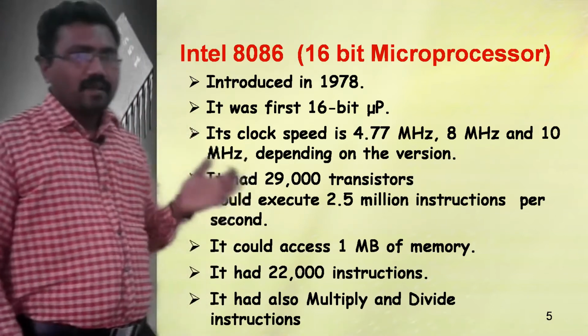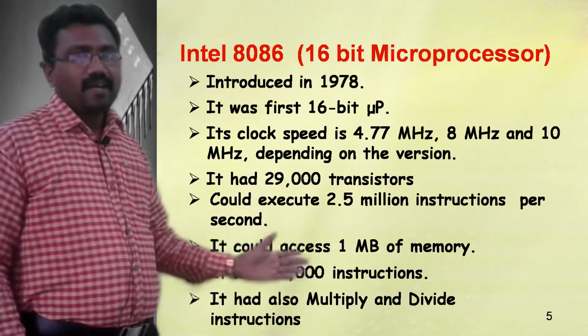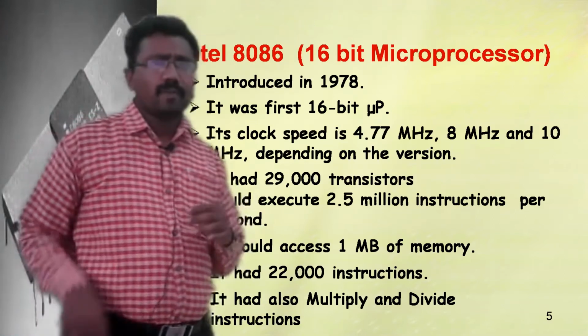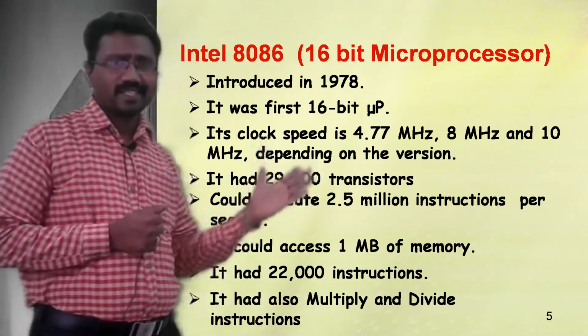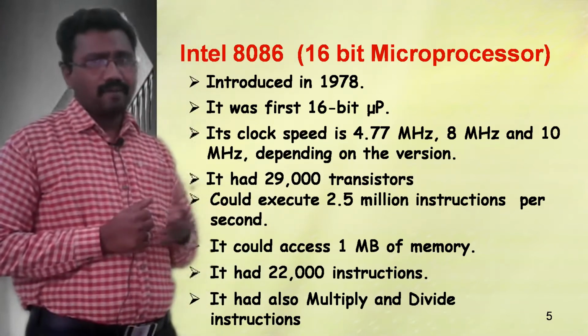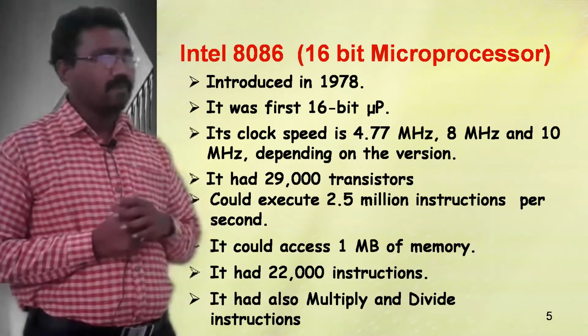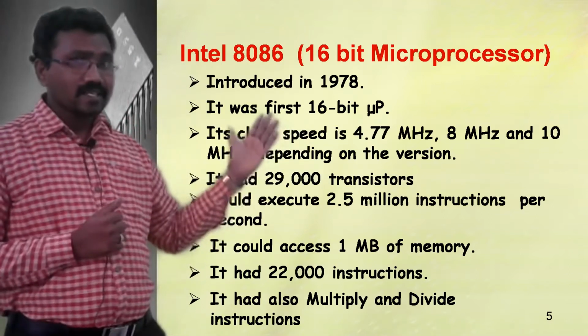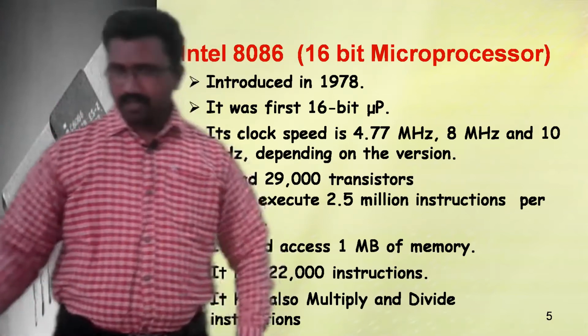And it also has multiply and divide instructions. Whereas the 8085 has no multiply and divide instruction, the 8086 contains multiply and divide instructions also. The 8085 is an 8-bit microprocessor, whereas the 8086 is a 16-bit microprocessor.